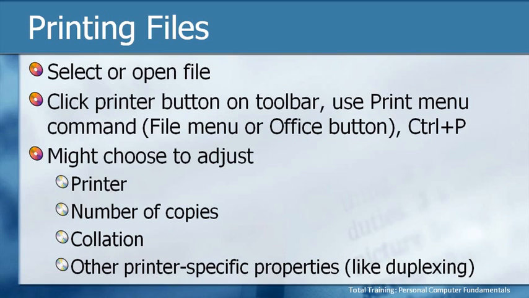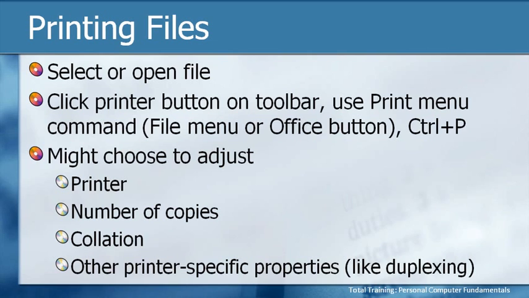From the print dialog box, you might choose to adjust the actual printer you're printing to. For example, in an office, you may have 2 or 3 printers from which you can choose. You can set the number of copies. If you're printing multiple copies of a multi-page document, you can choose whether you want those to be collated. In other words, is it going to print 111, 222, 333? Or is it going to print 1, 2, 3, 1, 2, 3, 1, 2, 3? So when you take it out of the paper tray, they're already put together and all you have to do is separate each set instead of manually collating them.